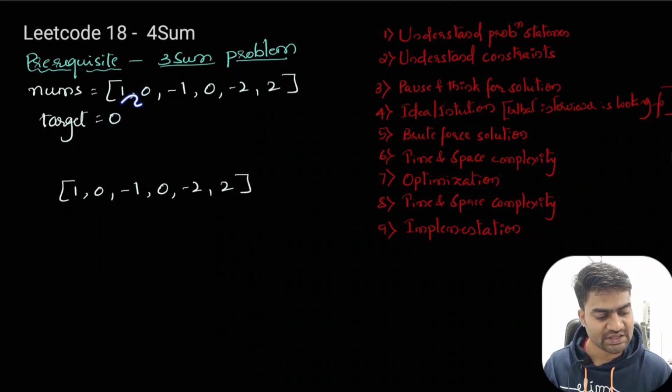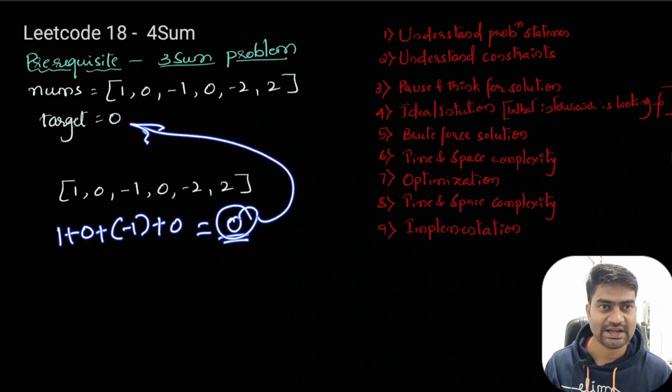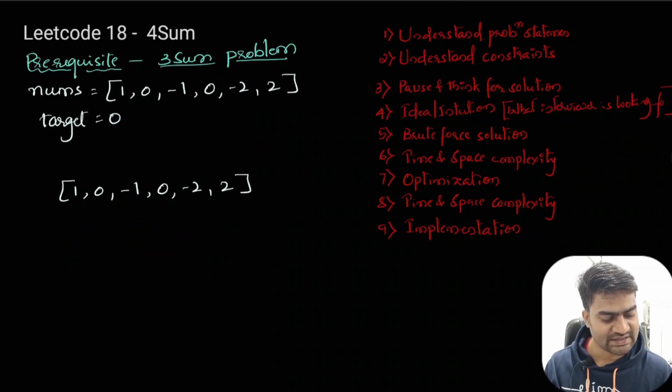Now if you see 1, 0, minus 1, 0, and we sum it up, 1 plus 0 plus minus 1 plus 0, it gives us 0. This 0 is equivalent to our target, correct? If that is the case, this becomes one of our quadruplets.